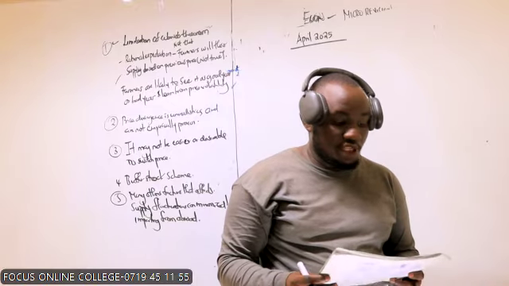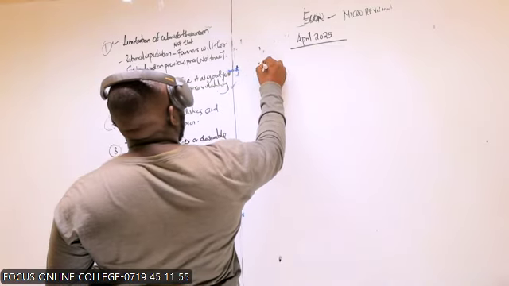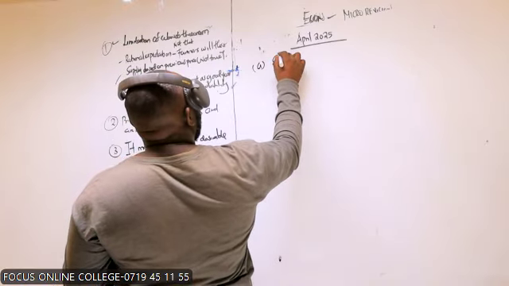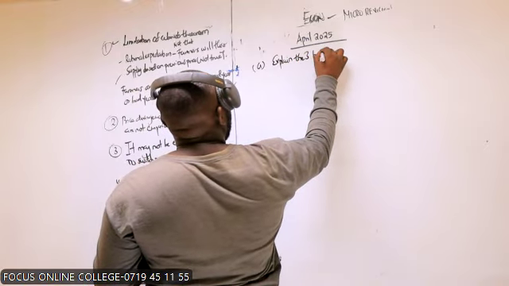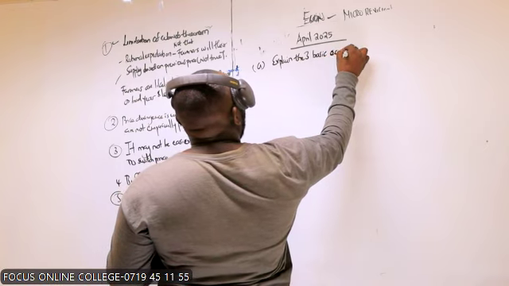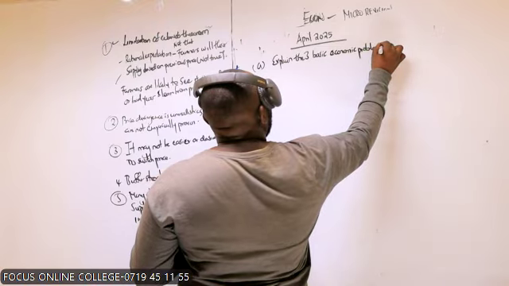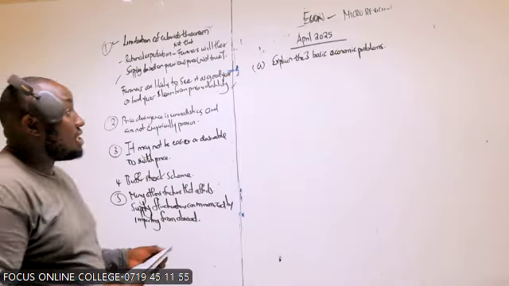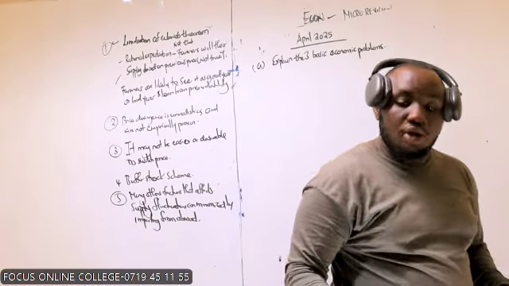The first one is to explain. Question 1A: explain the three basic economic problems. Explain what's called the three basic economic problems.